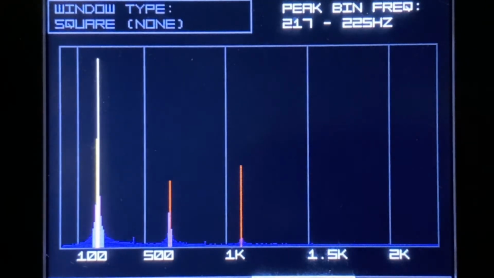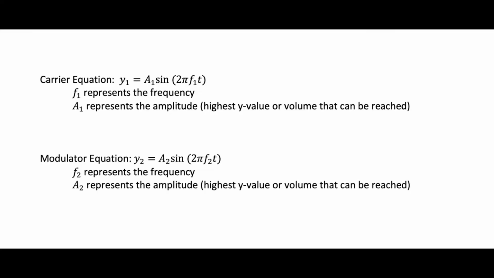The reason behind this has to do with trigonometric identities. For the first sine wave, we'll use the equation y1 = a1 sin(2π f1 t), where f1 represents the frequency and a1 represents the amplitude, which is really just the highest y value or volume that can be reached. Similarly, y2 = a2 sin(2π f2 t) is the equation for the second sine wave. When we use the second sine wave as a modulator, we are adding the changing y values or voltages to the amplitude of the first sine wave.